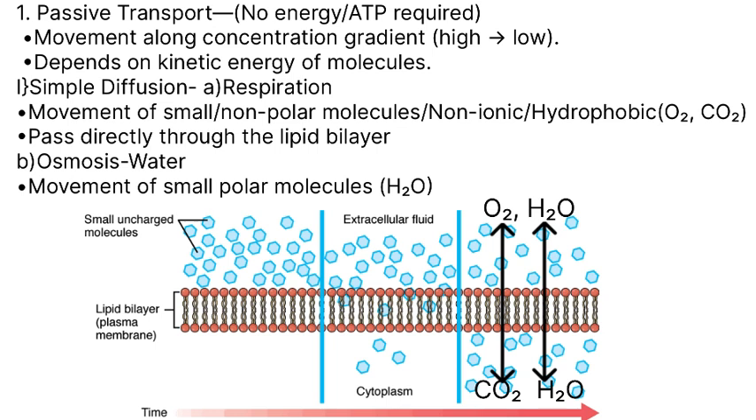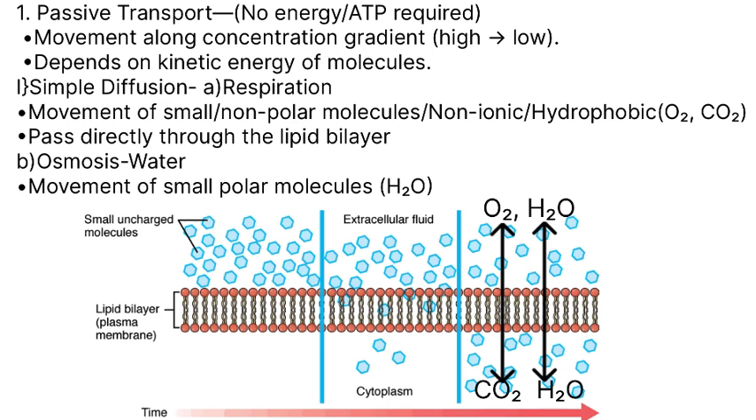Now look at this diagram. These are small uncharged molecules like oxygen, carbon dioxide, nitrogen, glucose, and many more. So these are passing freely through this plasma membrane. And these are the extracellular fluids, which are outside the cell membrane, and we have cytoplasm inside the cell. Then these molecules are initially more concentrated in the extracellular space, as you can see, and over time the concentration of molecules becomes more balanced on both sides of the membrane.